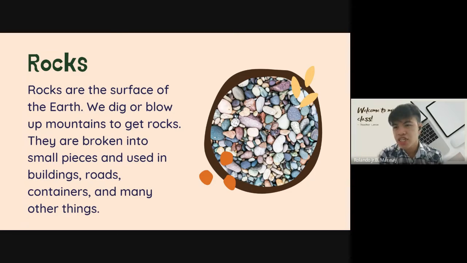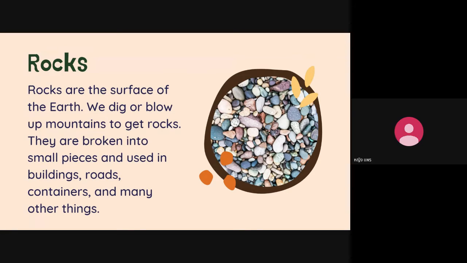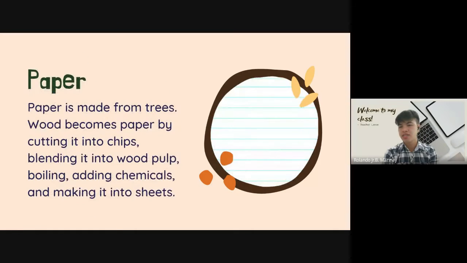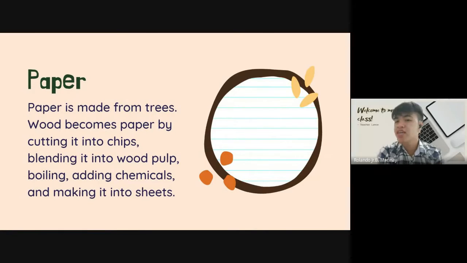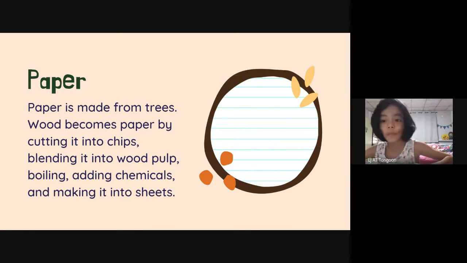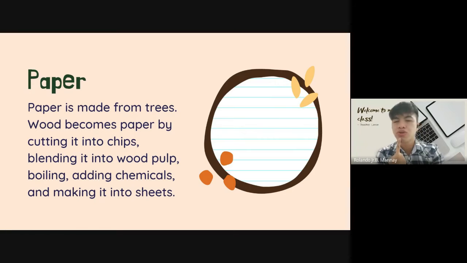What are these? Say rocks. Rocks. Very good. They are rocks. The next one, what's this? Paper. Very good. I think this is the most common for the kids. Paper, kids, is made from trees. The wood and the paper are both made from trees.